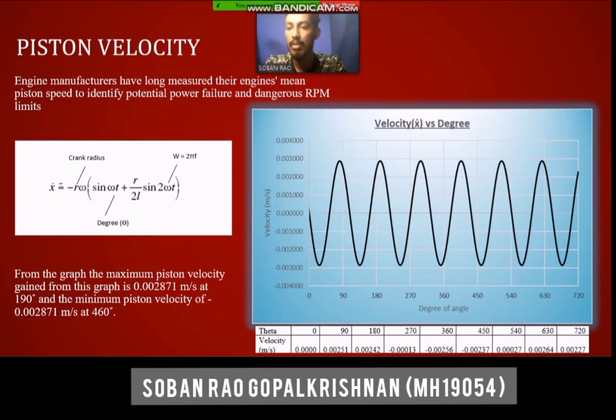Same, but a little bit different, where R also stands for the crank radius, T stands for the degree, and W stands for 2 pi frequency. So we use the formula also to calculate the values. And from the graph, the maximum piston velocity is 0.002871 meter per second at 190 degree, and the minimum piston velocity is 0.002871 meter per second at 406 degree.